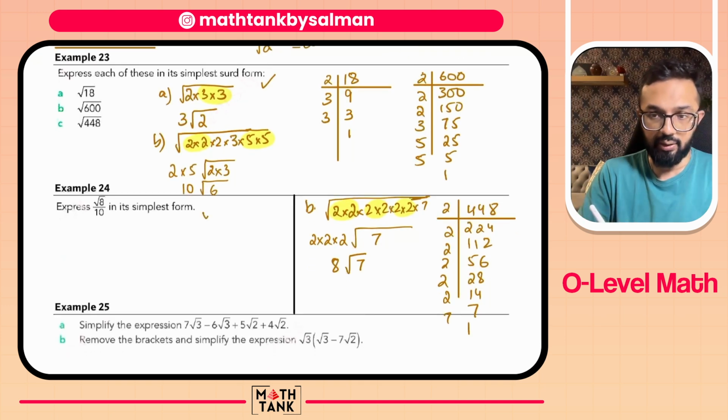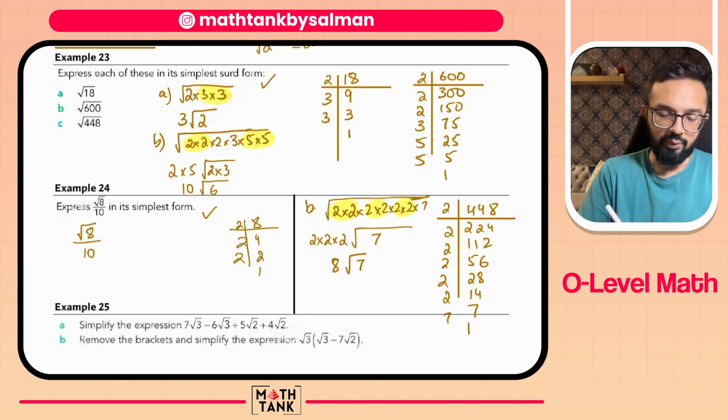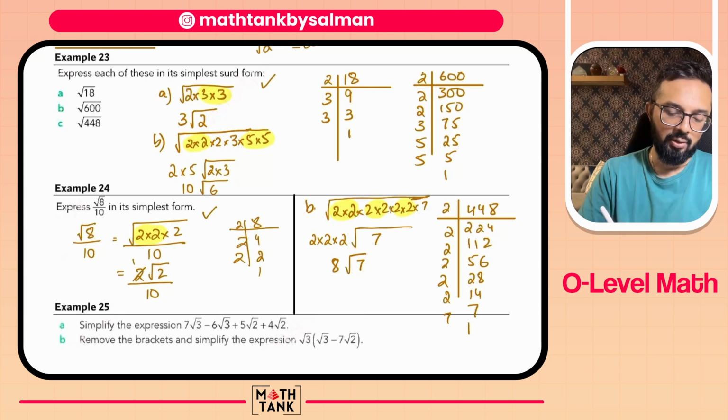Let's talk about this then. Root of 8 over 10. Can root of 8 be simplified? Yes, that's simple: 4 times 2, so that's 3 twos, divided by 10. Two of these combine together to form 1 and come outside, times root 2, over 10.